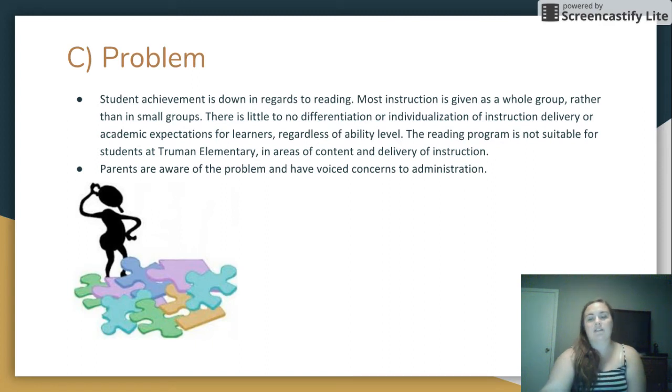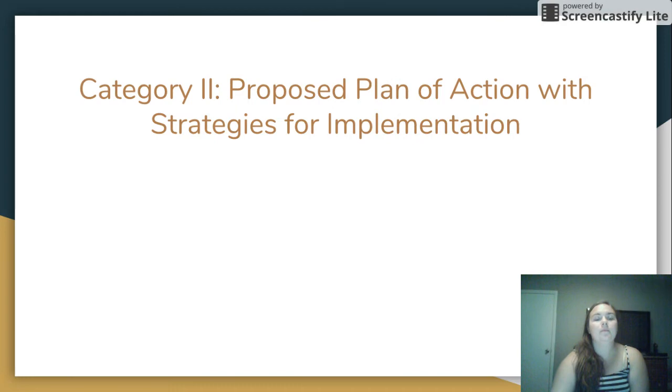Most of the instruction is given as a whole group rather than in small groups. There's little to no differentiation or individualization of instruction delivery or academic expectations for learners regardless of their ability level. The reading program is not suitable for students at Truman Elementary in areas of content and delivery instruction, and the parents are aware of the problem and have voiced their concerns to the administration.